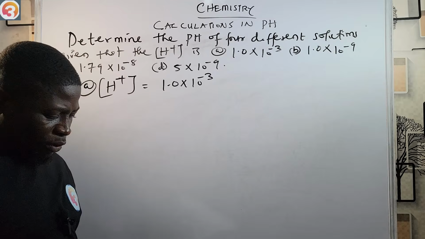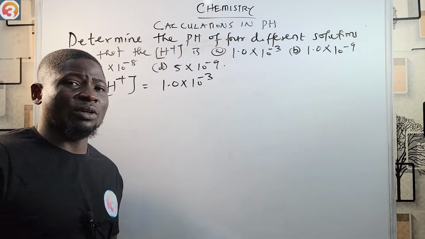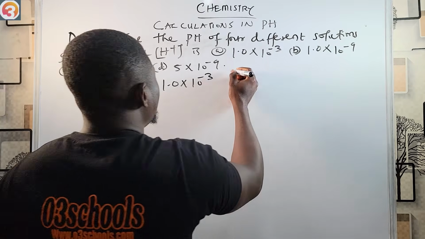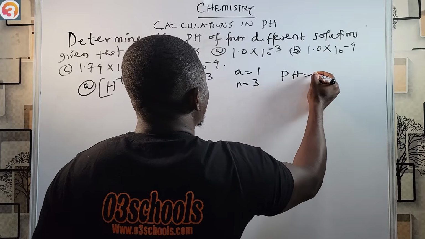Now we already know that when A is exactly 1, the pH is N. So from here, A is 1, N is 3. That means that the pH here is equal to 3.